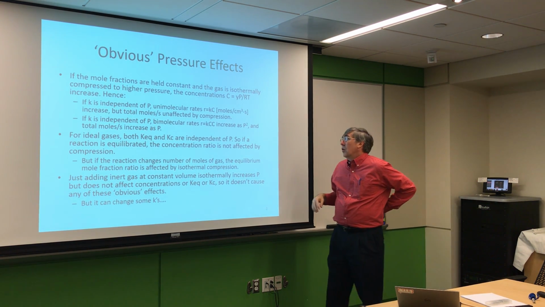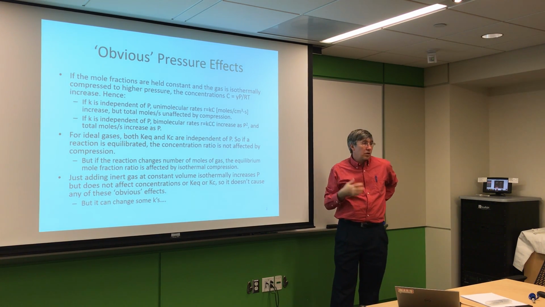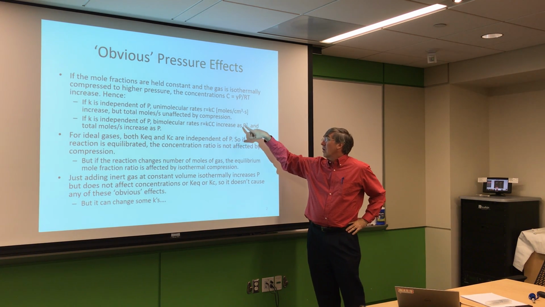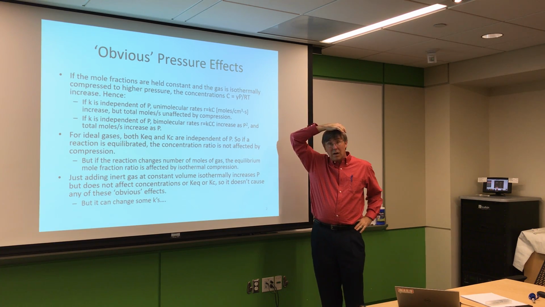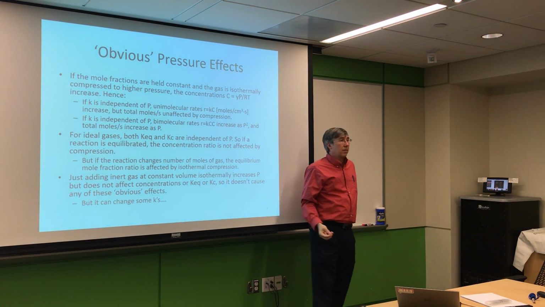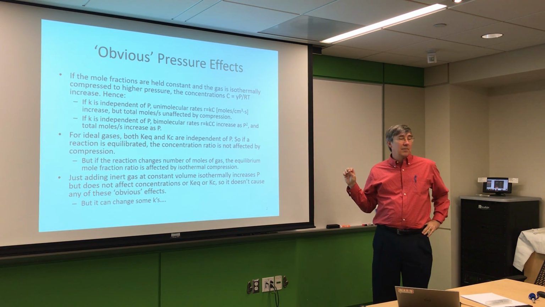And on the other hand, the bimolecular rates are dependent on concentration squared, the concentrations of A and B reacting with each other. So the rate, in moles per centimeter cubed per second, goes up as pressure squared, and the total moles will increase first power in the pressure. Okay, so that's the obvious thing, and you knew about that from when you were in high school.